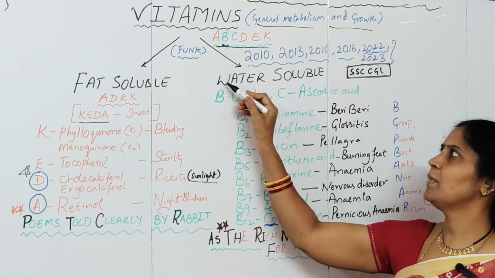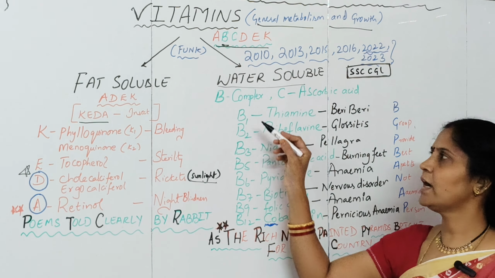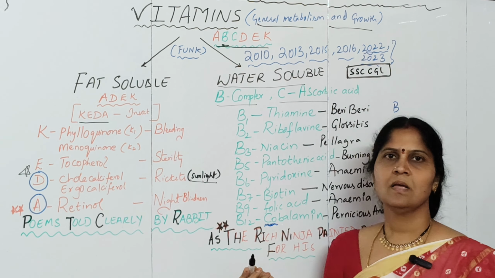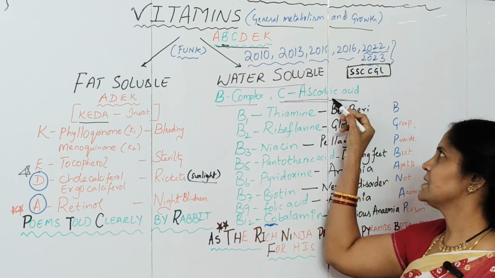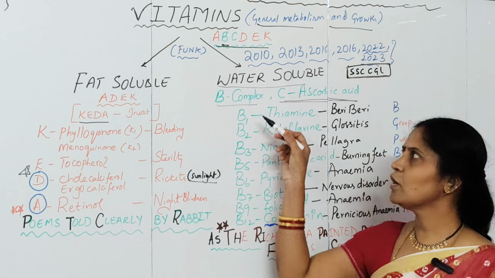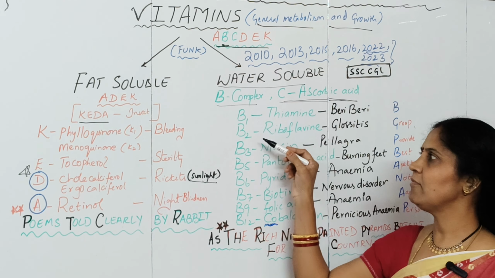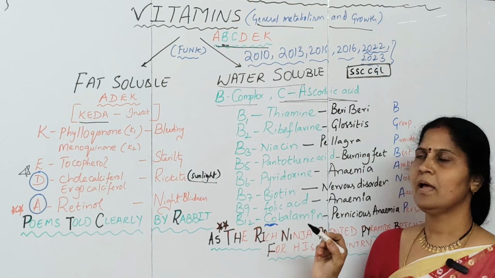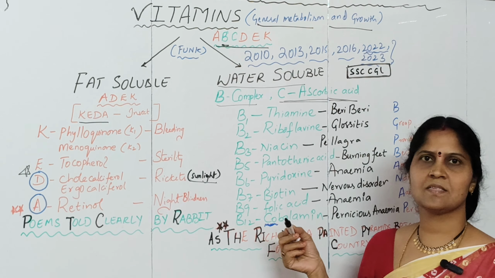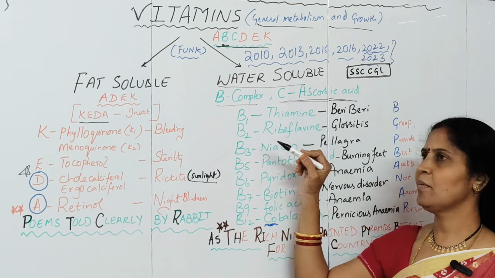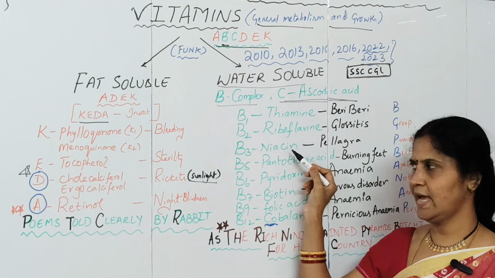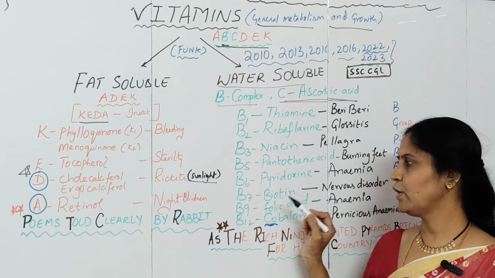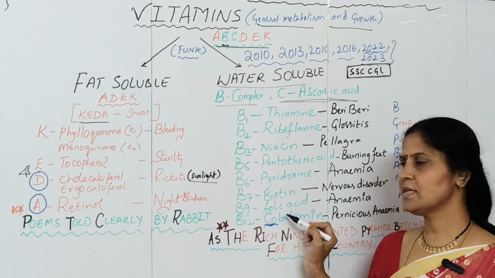Next, coming to the water soluble vitamins. There are 2 sets of water soluble vitamins. One is B complex and the other one is vitamin C. Vitamin C's scientific name is ascorbic acid. Coming to the B complex group of vitamins, we have B1, B2, B3, B5, B6, B7, B9 and B12. The scientific names I have already told in my previous classes. B1 is thiamine, B2 is riboflavin, B3 is niacin, B5 is pantothenic acid, B6 is pyridoxine, B7 is biotin, B9 is folic acid, B12 is cobalamin.